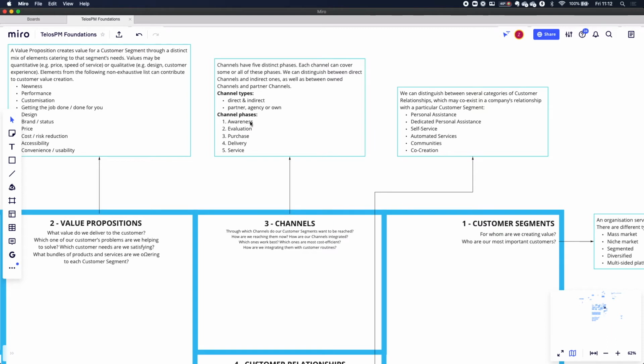So your awareness might be just through word of mouth. It might be through online marketing. It might be through doing video tutorials and vlogs. It might be about social media marketing. It might be about traditional print and radio ads. So just like, where are you going to reach your customer?